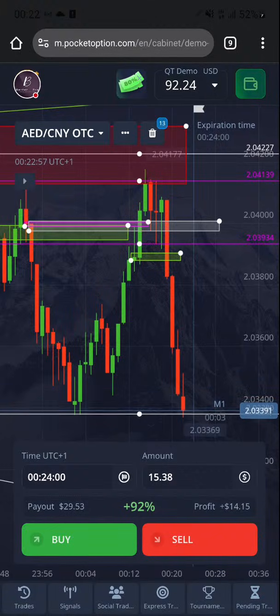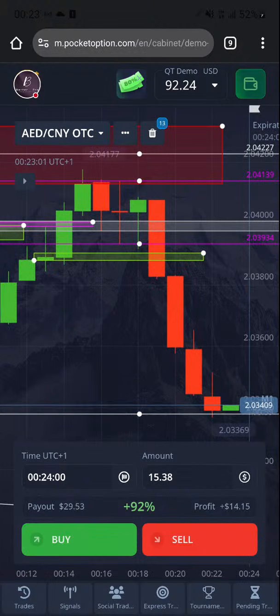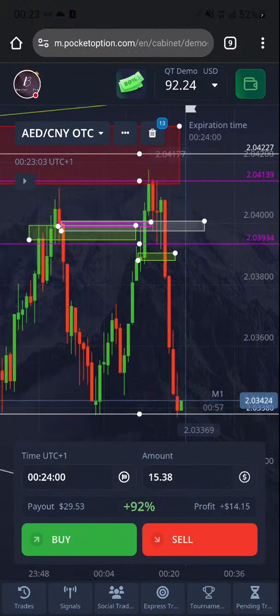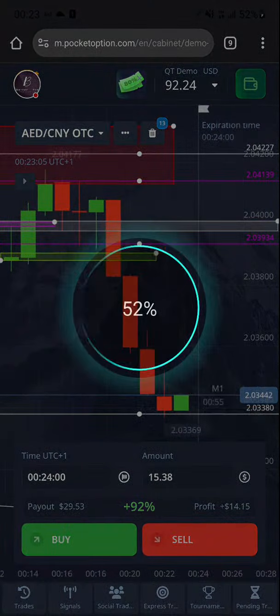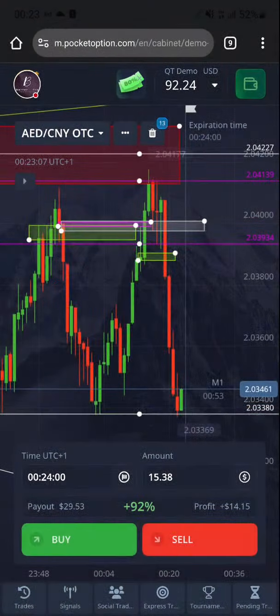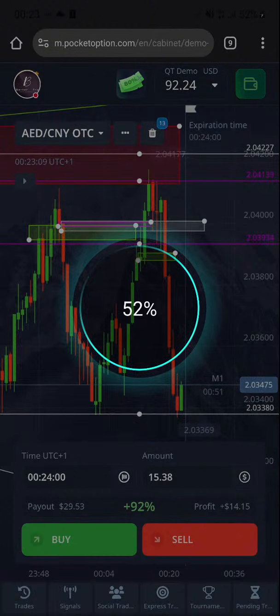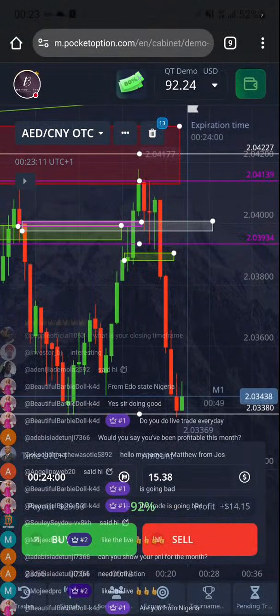I can go with the buyers now. If I had a gap down, I would have gone with the buyers. I'm expecting the buyers to come in. We have 1, 2, 3, 4. The fifth candle is expected to be a divergent.